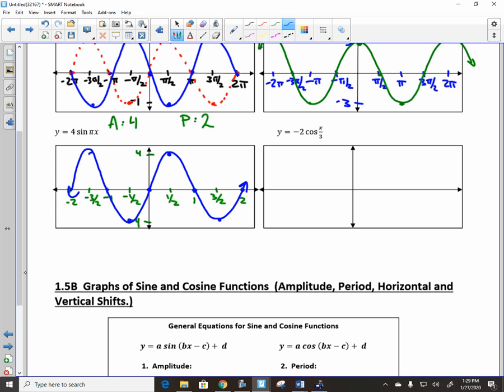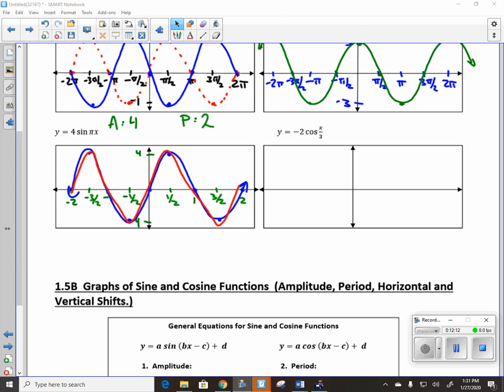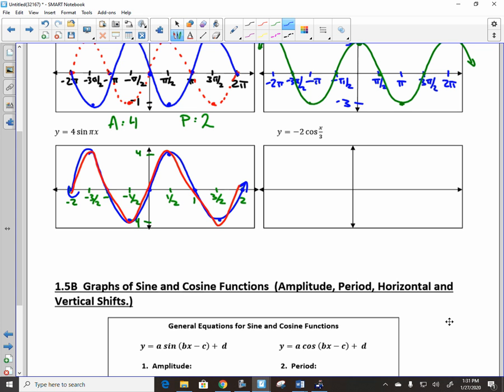I'm going to quick come around and look at your work. All right, last one, and then we'll let you start working. Where do I start? You guys lead it through. Amplitude is 2. Excellent. So I mark off 2 and negative 2. Great start. Now what do I do?